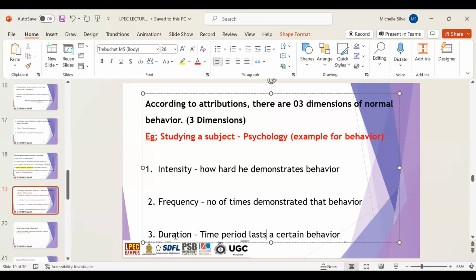So therefore a person's behavior can be explained in 3 dimensions: intensity as well as frequency and duration. So we can tell a person's behavior is strong when all these dimensions are satisfied.